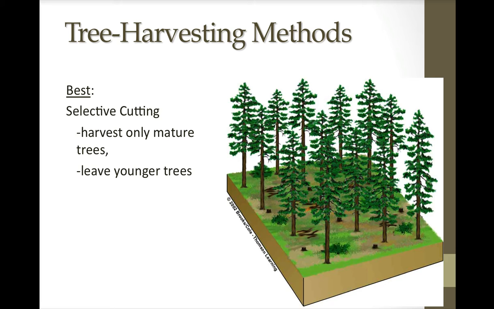Selective cutting is where the forestry personnel walk through the forest and they choose the trees they're going to harvest. So they look around and say, okay, we're going to take that tree there, put an X on it. We're going to take this tree over here, put an X on it. We're going to take that tree over there, put an X on it. So they harvest only the mature trees and only the ones that suit their needs.